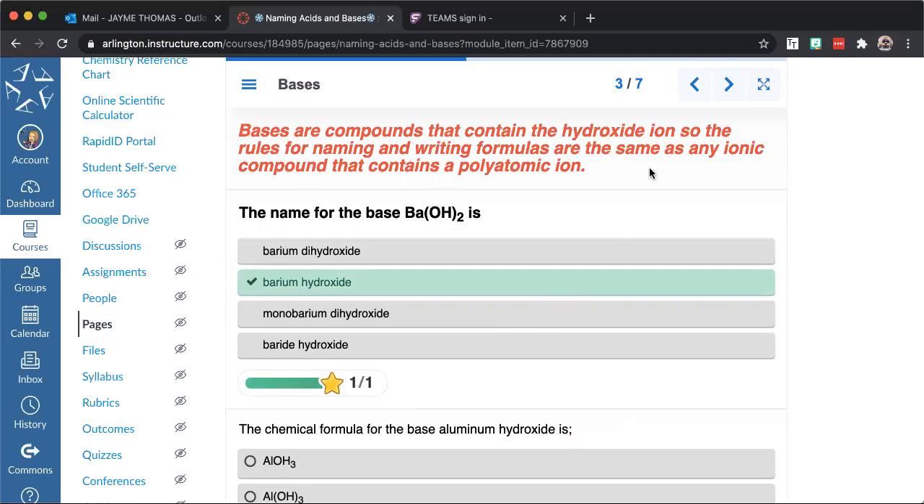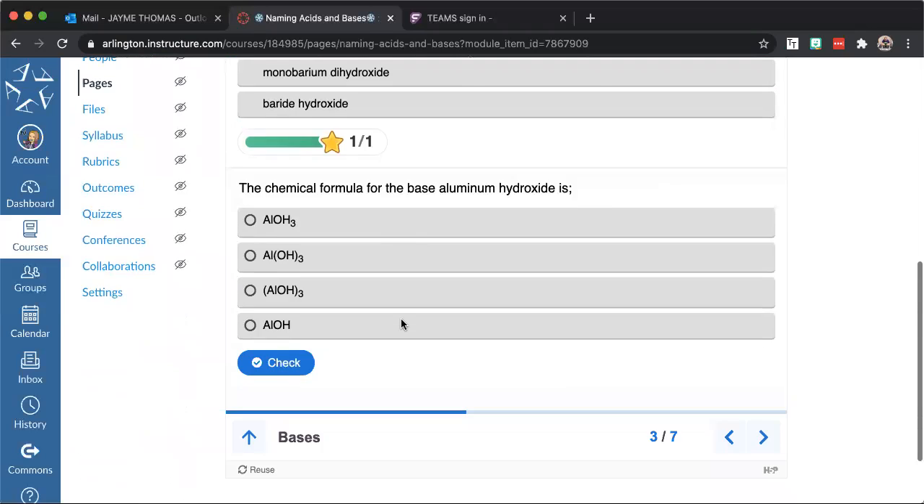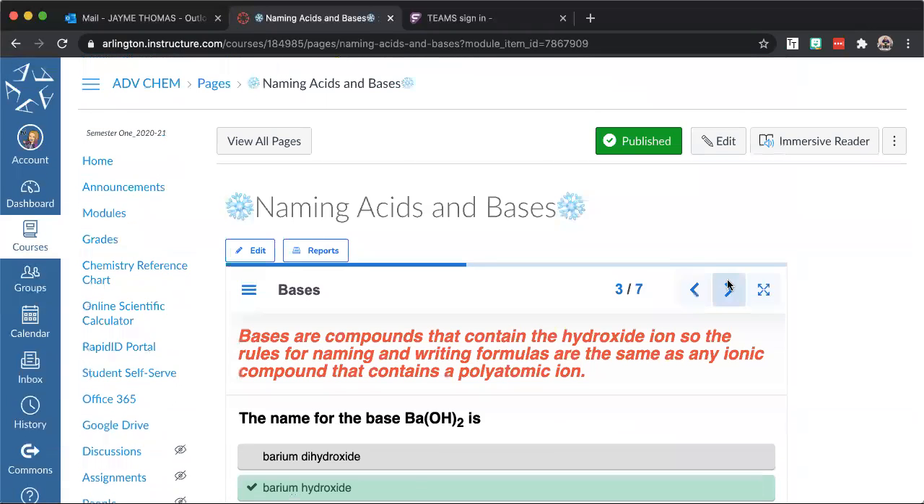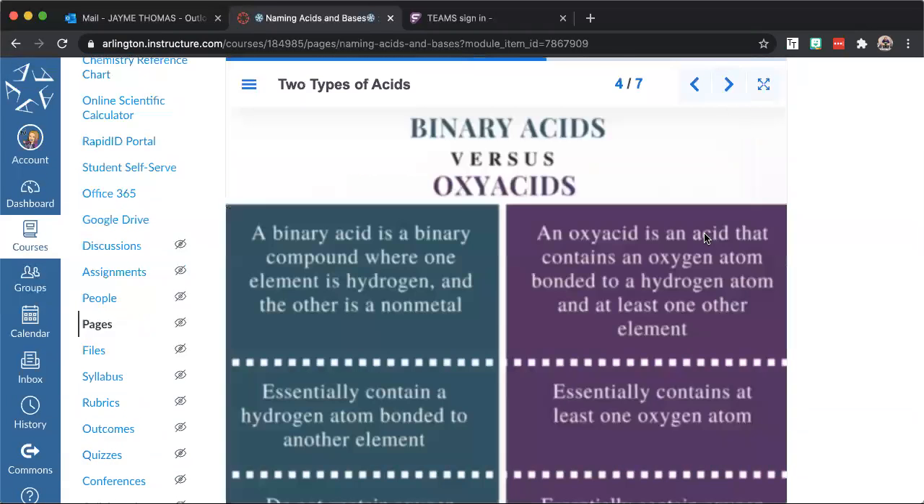So that's the pattern that the bases follow for names. It's always going to be the name of a metal and then hydroxide. That's it. You have another one that you can practice with on your own. I'm going to go on to the acids, because the acids are the more complicated part, because there are two different categories for acids: binary acids and oxy acids.